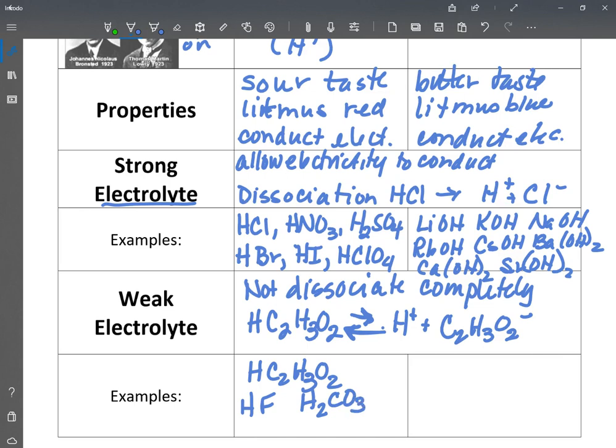As far as weak bases go, any of the Bronsted-Lowry bases, other than the hydroxides, are going to be weak because they're not going to have that hydroxide. So ammonia, if you have NH2, that can pick up another hydrogen.